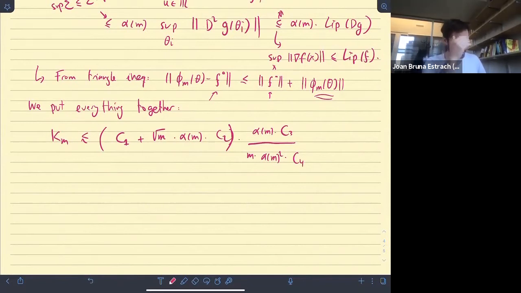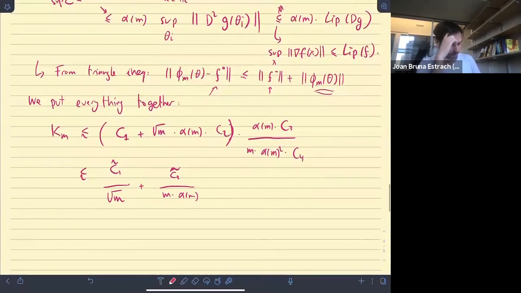By just looking at the two terms, and renaming the constants, one term grows as 1 over square root of M, and the other one is going to grow as M times alpha M, corresponding to the first term. Okay, so that's the final result that we wanted to show here.